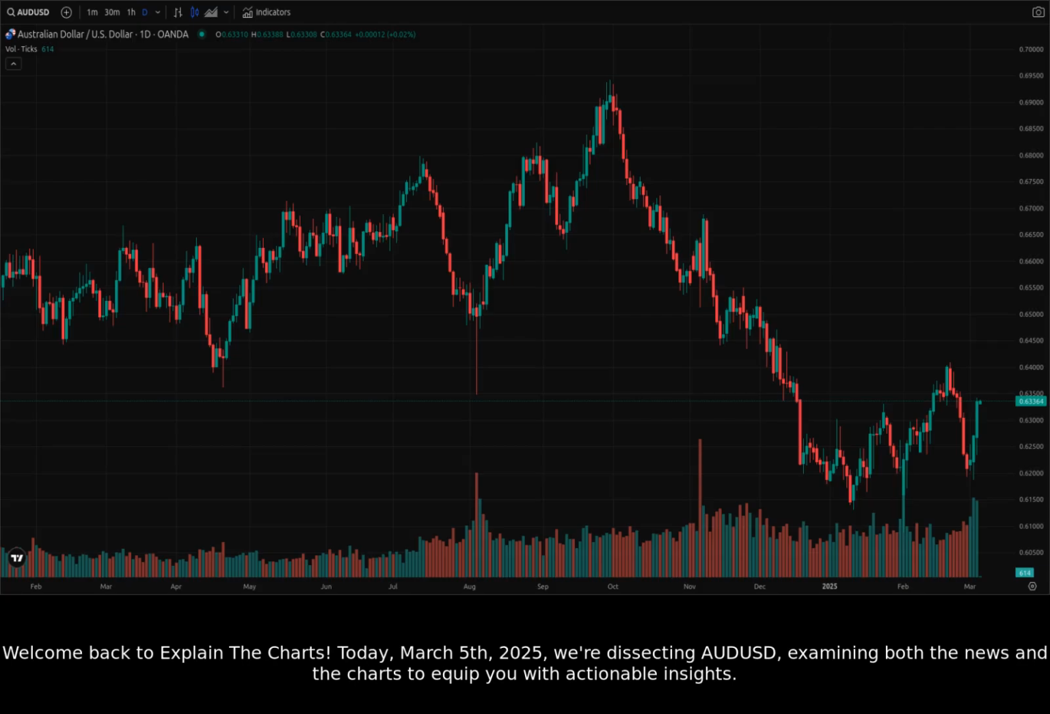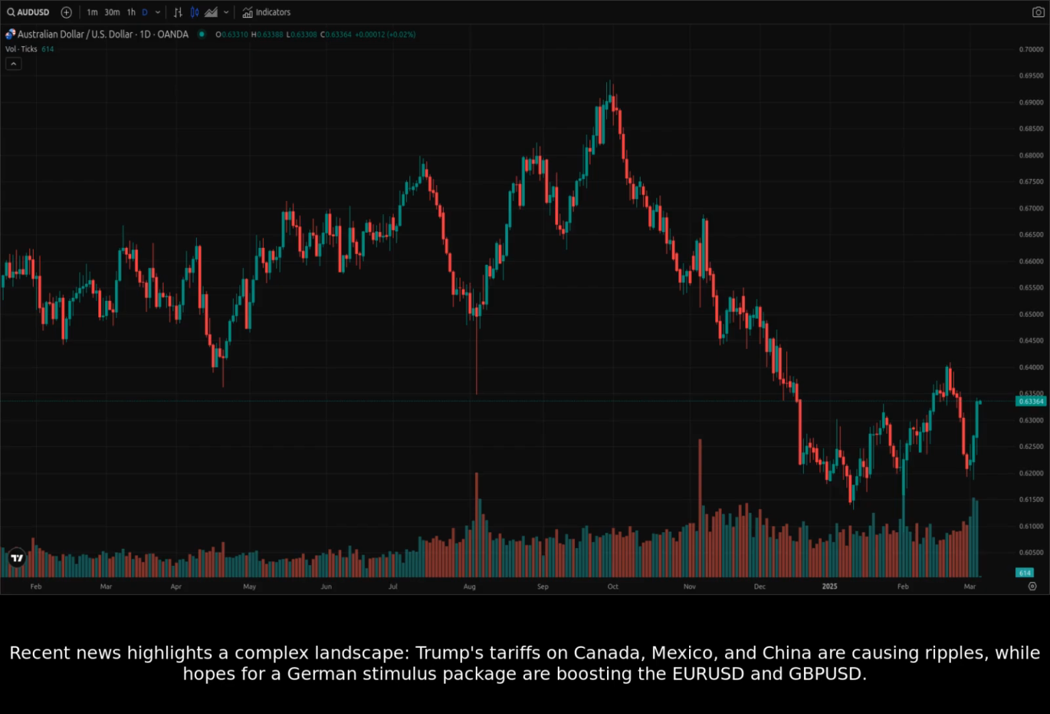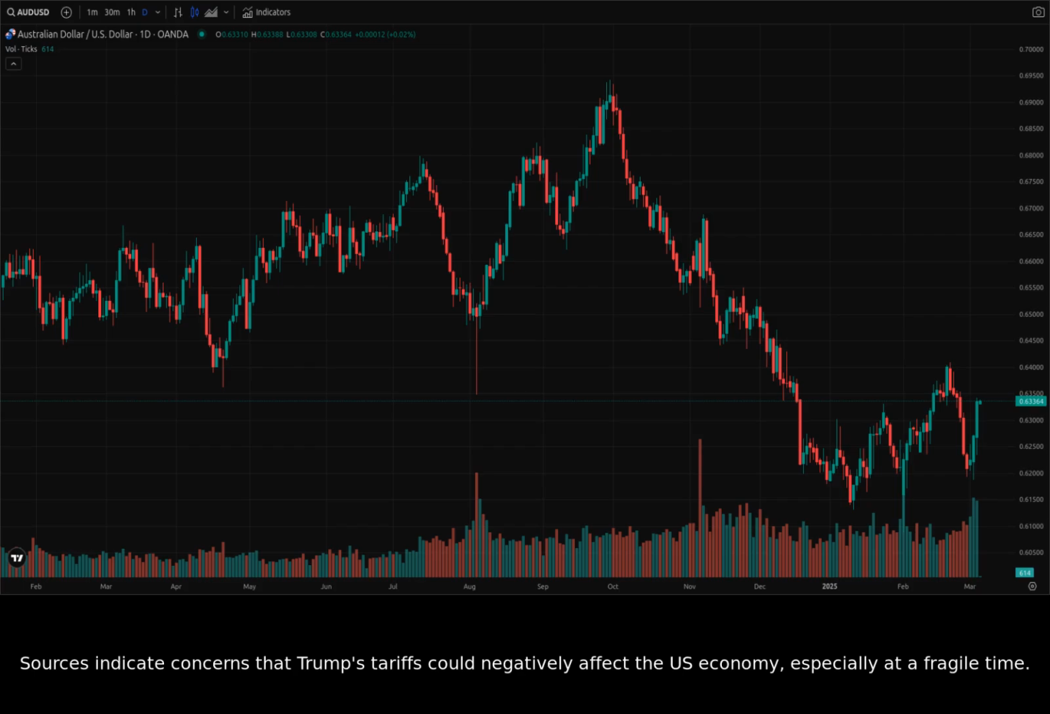Today, March 5th, 2025, we're dissecting AUDUSD, examining both the news and the charts to equip you with actionable insights. Recent news highlights a complex landscape. Trump's tariffs on Canada, Mexico, and China are causing ripples, while hopes for a German stimulus package are boosting the USD and EUSD. Sources indicate concerns that Trump's tariffs could negatively affect the U.S. economy, especially at a fragile time. Let's see if we can see these fundamental factors represented in the price action.